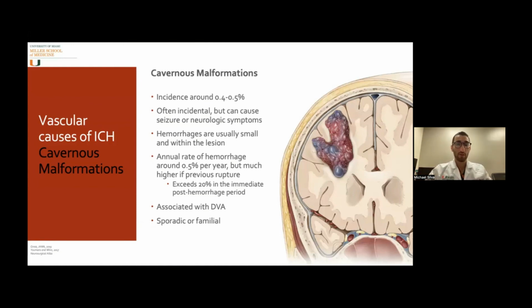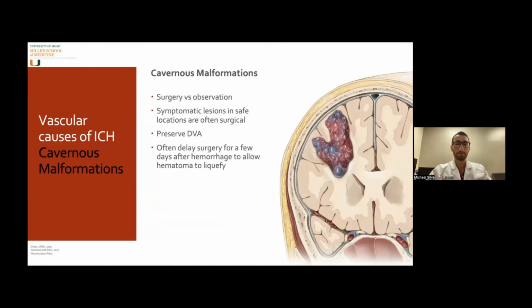These are associated with developmental venous anomalies, which drain normal brain and are important to preserve during surgery. These can be sporadic or familial. Management is with surgery or observation. Symptomatic lesions in safe locations are often treated surgically. And as I said, it's very important to preserve that developmental venous anomaly because it drains normal brain and is not part of the cavernoma itself. And similar to AVMs, it's common to delay surgery a few days so that the hematoma liquefies.